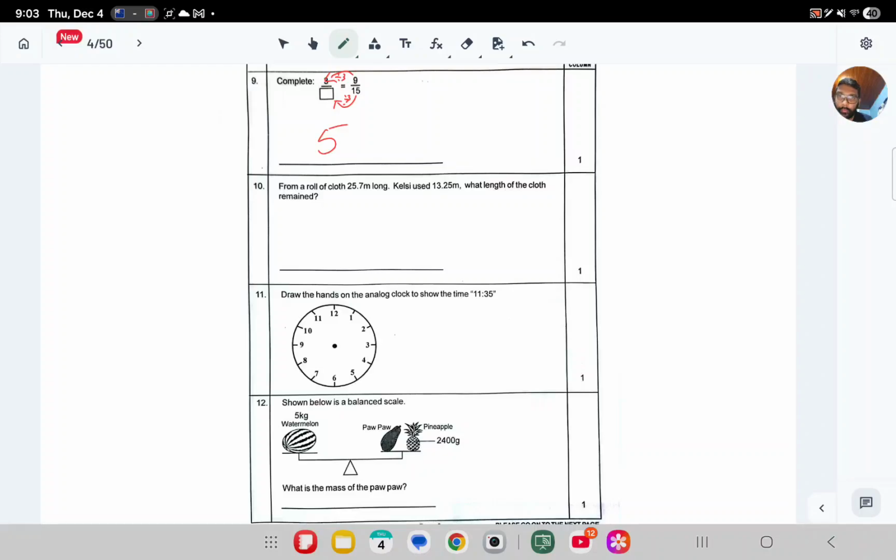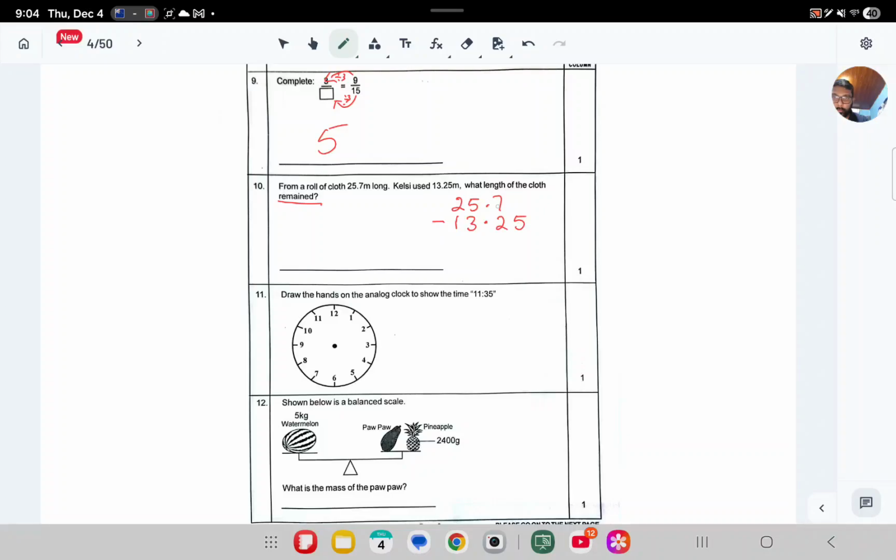From a roll of cloth 25.7 meters long, Kelsey used 13.25 meters. What length of cloth remained? If you want to find the remainder, we need to subtract. So from the total, which is 25.7 meters, we take away the length that was used, which is 13.25.